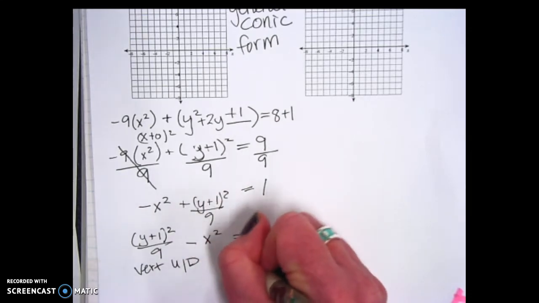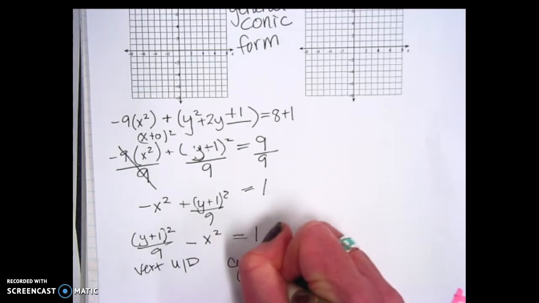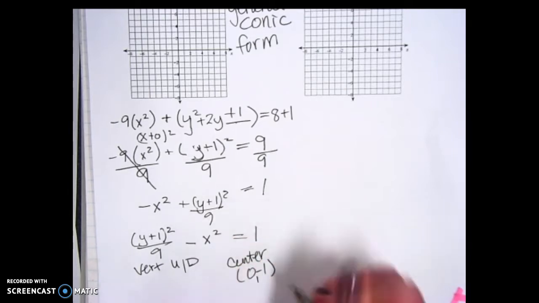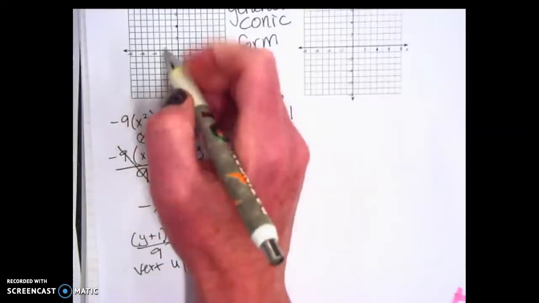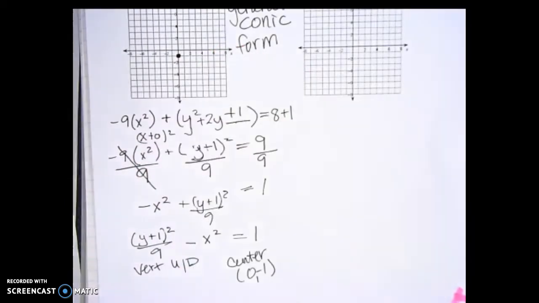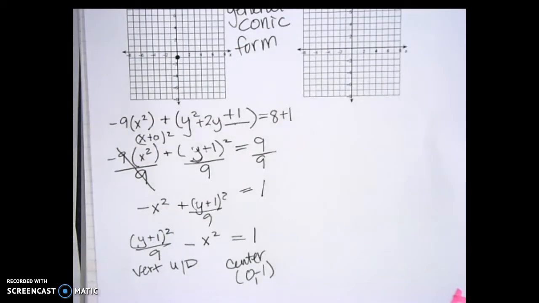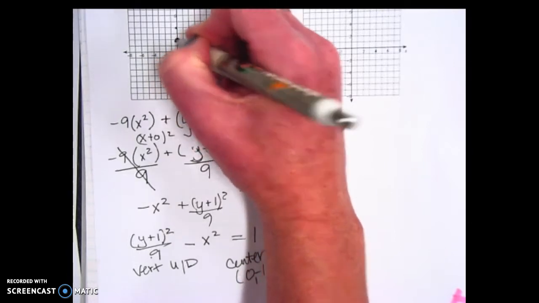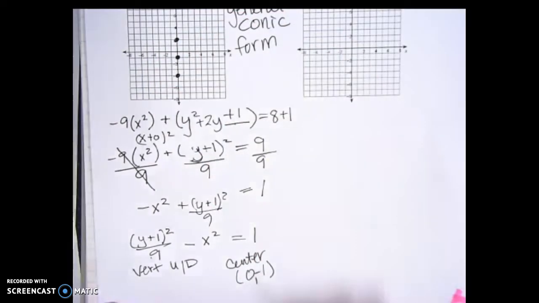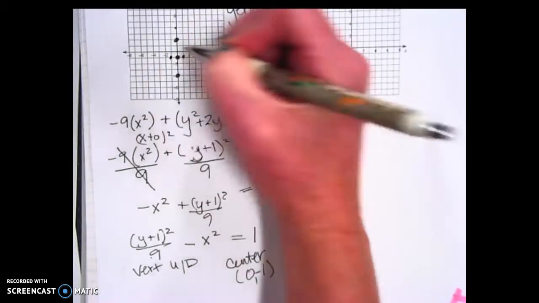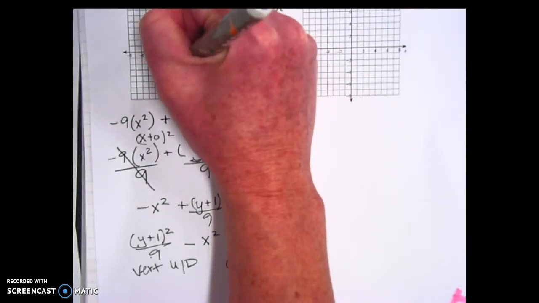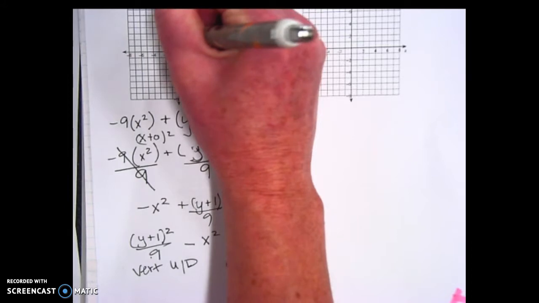Where's the center going to be on this one? Should be negative 1, right? 0, negative 1. So at 0, negative 1, so right here. And then the square root of 9 is 3. So we're going to go up 3 and down 3. 1, 2, 3. 1, 2, 3. The square root of 1 is 1, so just 1 right and left. So that's going to give us a pretty skinny rectangle there.